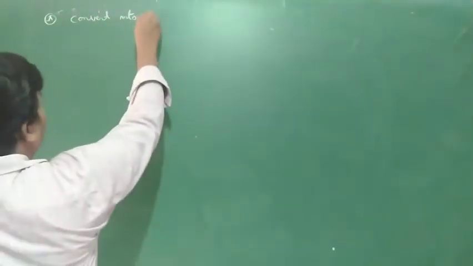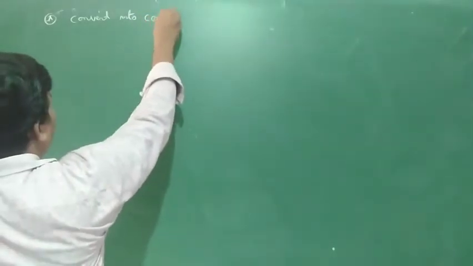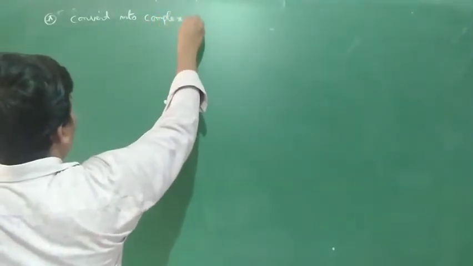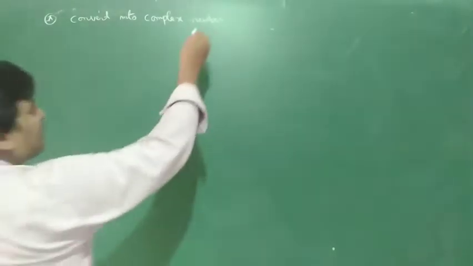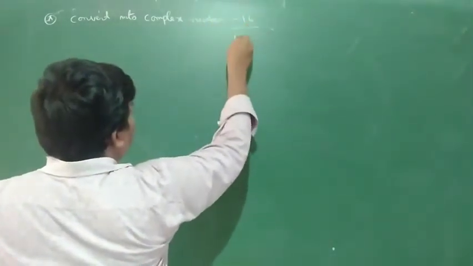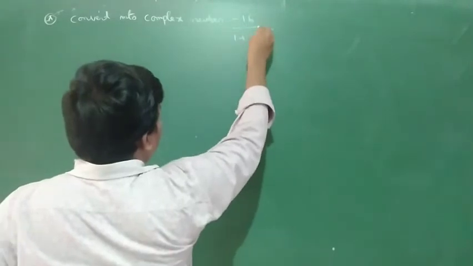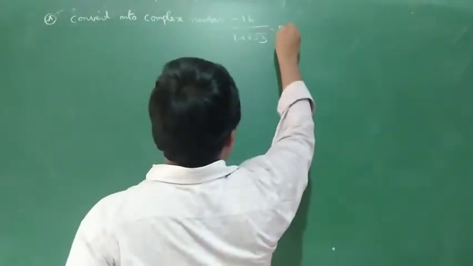Next problem: convert the complex number minus 16 by 1 plus i root 3 into polar form.